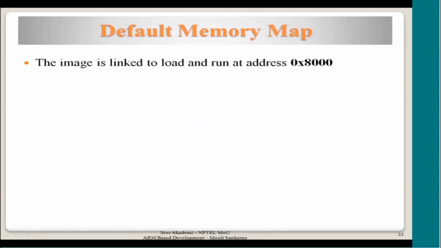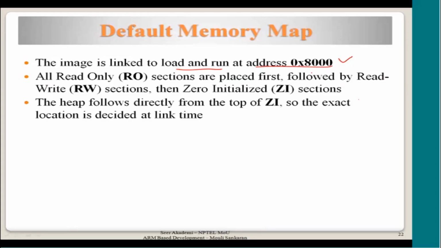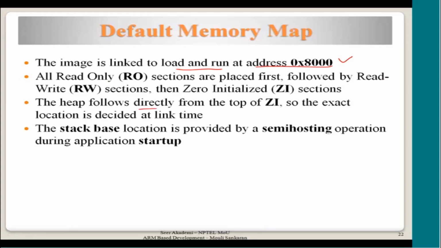Okay. Now the image is linked to load and run at this address. Okay, it could be changed. By default, the image's read-only and zero-initialized sections are there. The heap follows directly from the top of this. I am explaining what I told you in the last question. Stack base location is provided by semihosting operations. Where the stack is starting is decided, and after the stack starts, it goes downward.